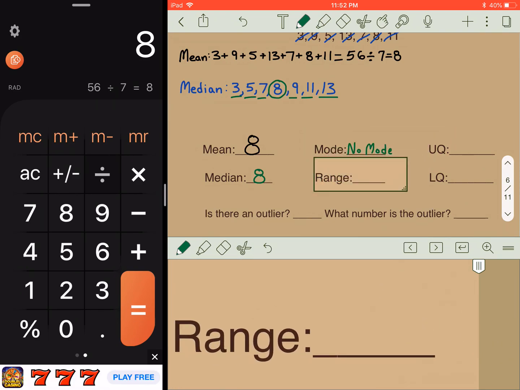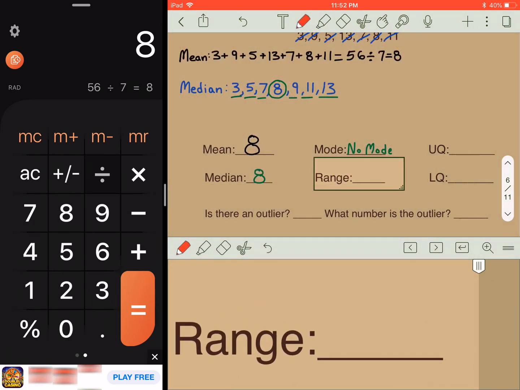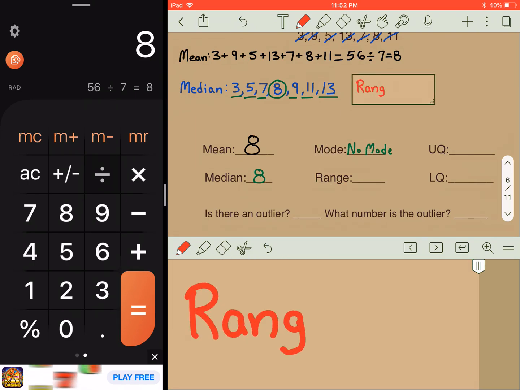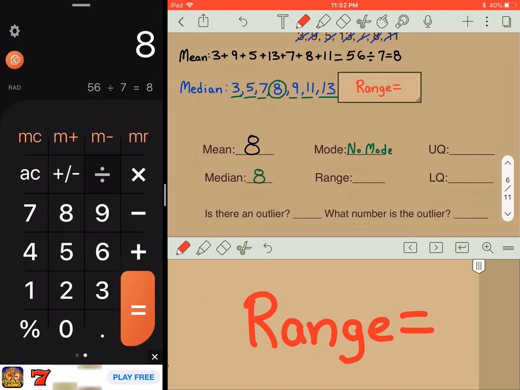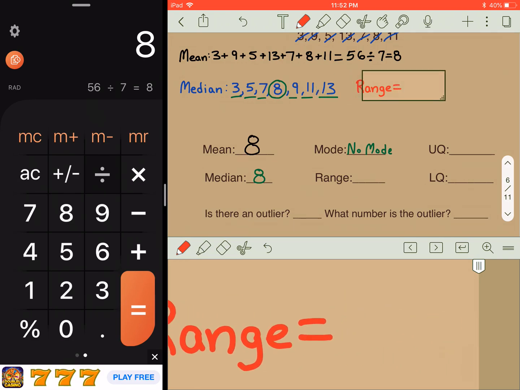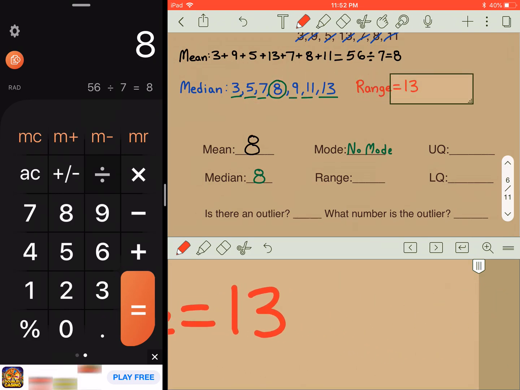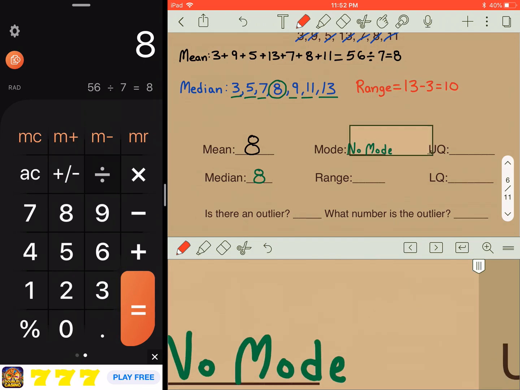The range is when you take the greatest number and you subtract the smallest number from it. So to find my range, I would say range equals, well, what's my greatest number? 13. What's my smallest number? 3. So 13 minus 3 is 10.